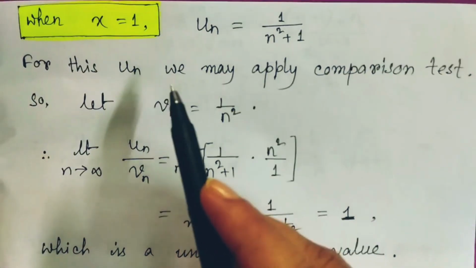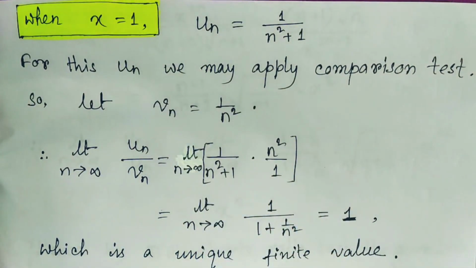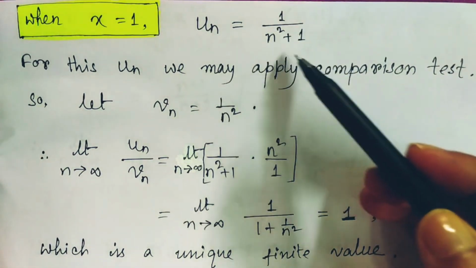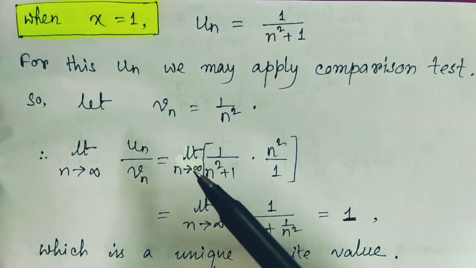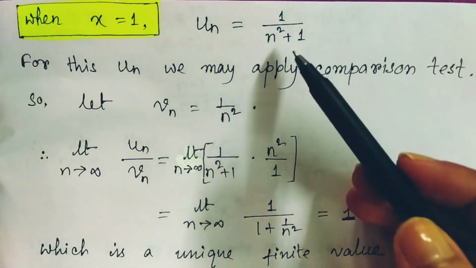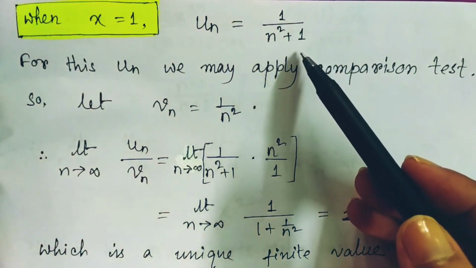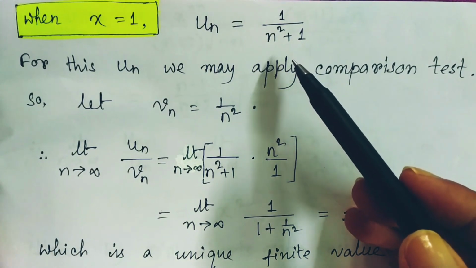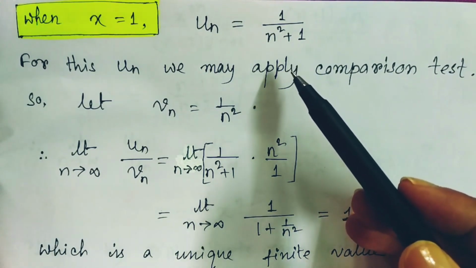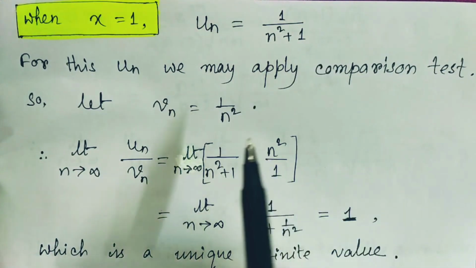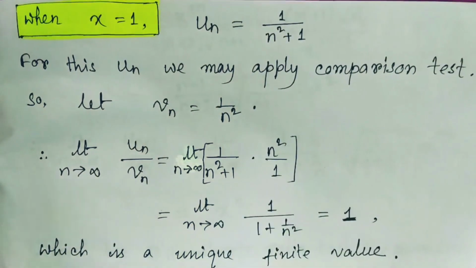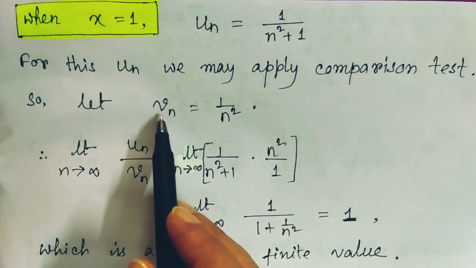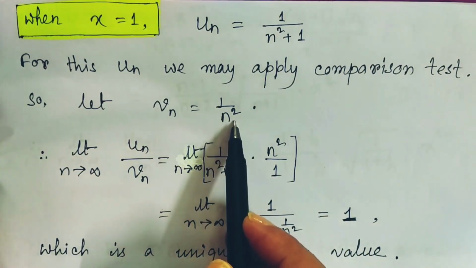When x is equal to 1, what happens? The x value vanishes, so our un becomes 1 divided by n square plus 1. For this un, we now apply the comparison test. Comparison test means we should find another series with respect to which we compare the given one. As here the denominator has n square and the numerator has the power of n as 0, the difference between the powers is 2. That's why we consider the series Vn equal to 1 by n square for comparison.